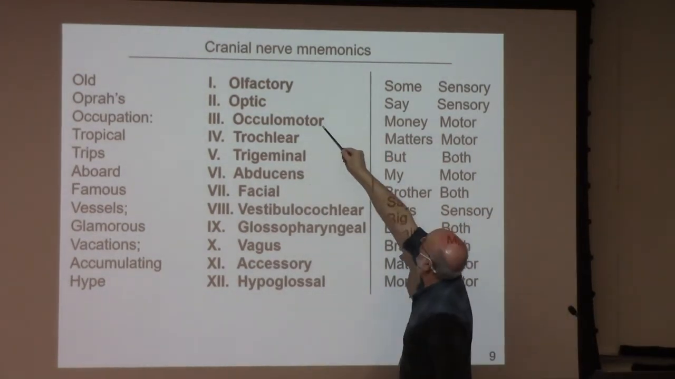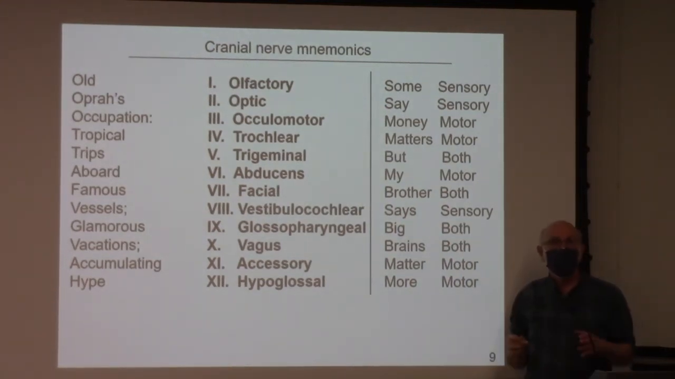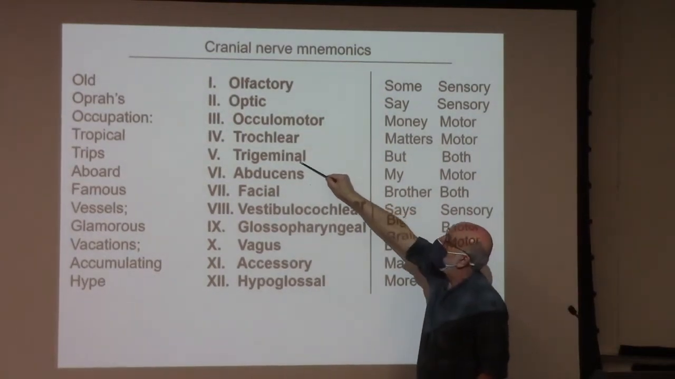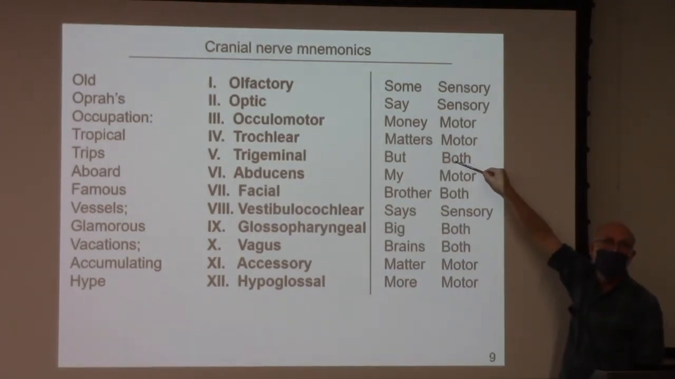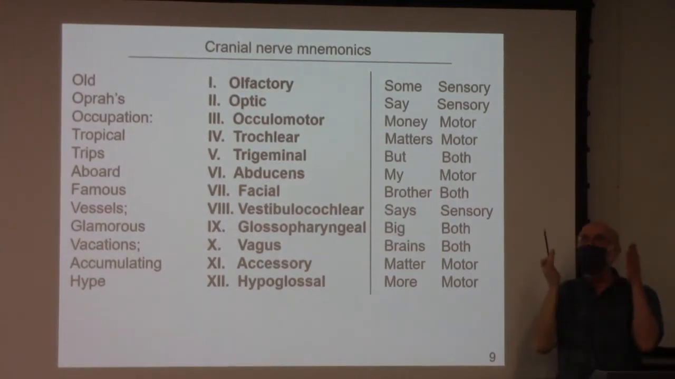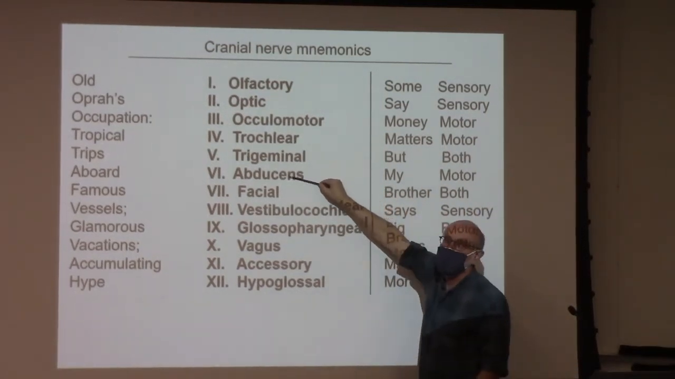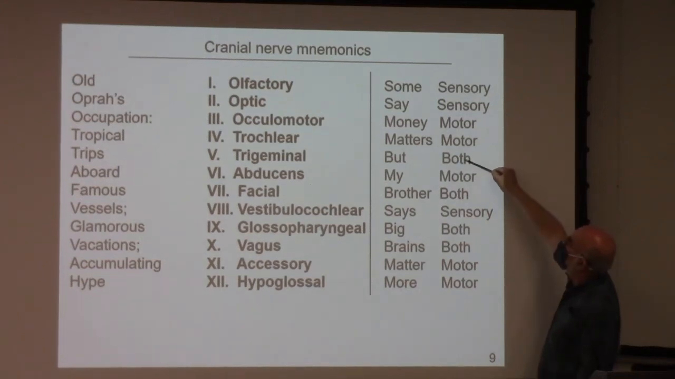The oculomotor and the trochlear are both motor nerves that control the movement of the eye. Oculomotor. Motor. The trigeminal nerve has both sensory and motor function. The abducens nerve is another nerve that controls eye movement. So these 3, oculomotor, trochlear, and abducens, control the movement of your eyes. Motor. In between is trigeminal, which is both.